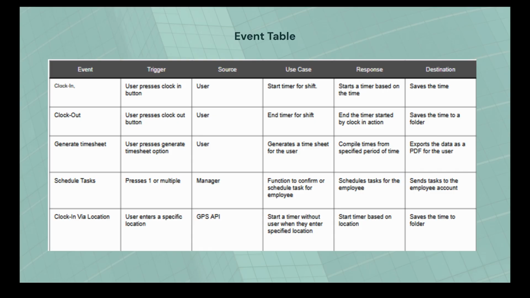So, this event table outlines the key events in our system and how the system responds to them. For example, when a user presses a clock in button, the system starts the timer and saves the time. Clock out ends the timer and stores the record. Generating a timesheet compiles the user's work hours and exports them as a PDF. We also have scheduling functionality for managers and location-based automatic clock-in triggered by GPS. And this table basically helps us define how the system should behave in response to different user actions or environmental triggers.